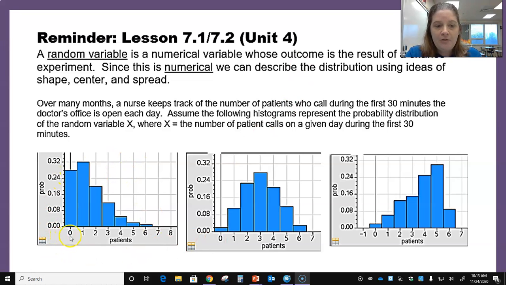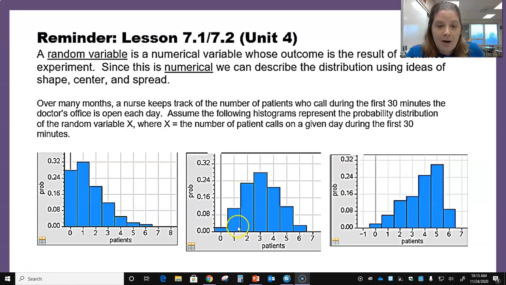You can see that on the x-axis, we have the number of patients who call during those first 30 minutes. Okay, those are discrete values, 0, 1, 2, 3. They're numerical results of counts. In the vertical axis, we have probability. So in that case, we're talking about probability as a long-term relative frequency.